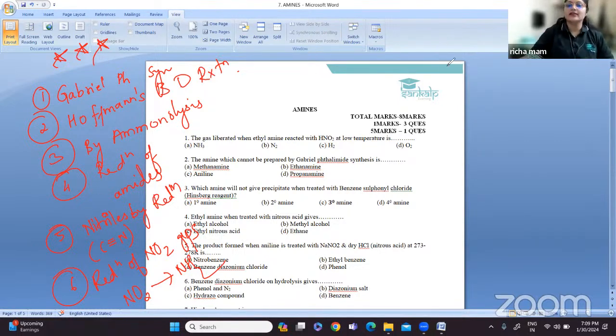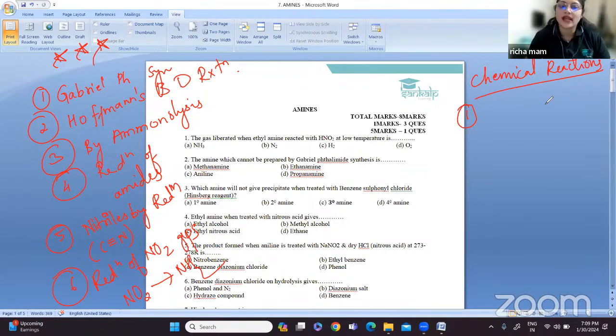Then next, the important things you might have studied are the chemical reactions from this chapter. The first chemical reaction is the carbylamine reaction. Then you might have also studied acetylation and benzoylation, right?